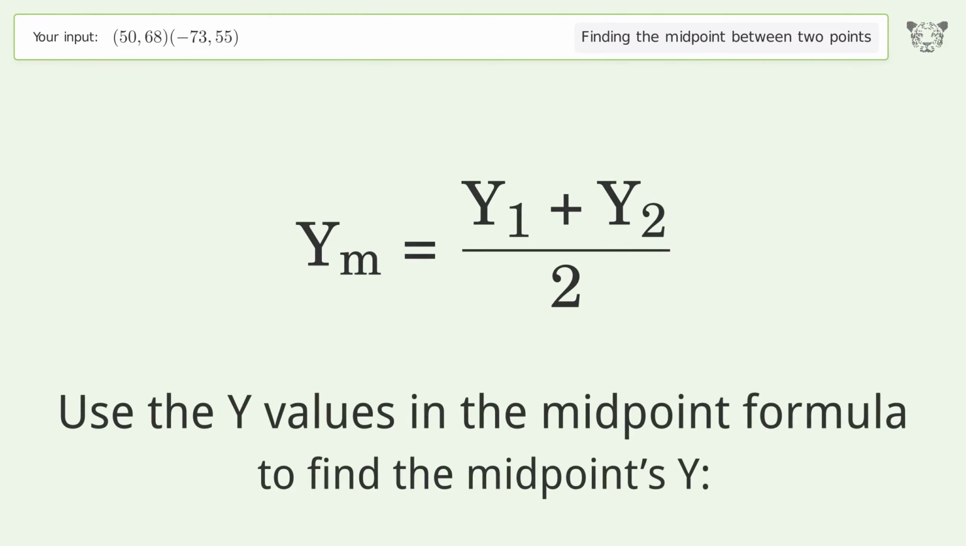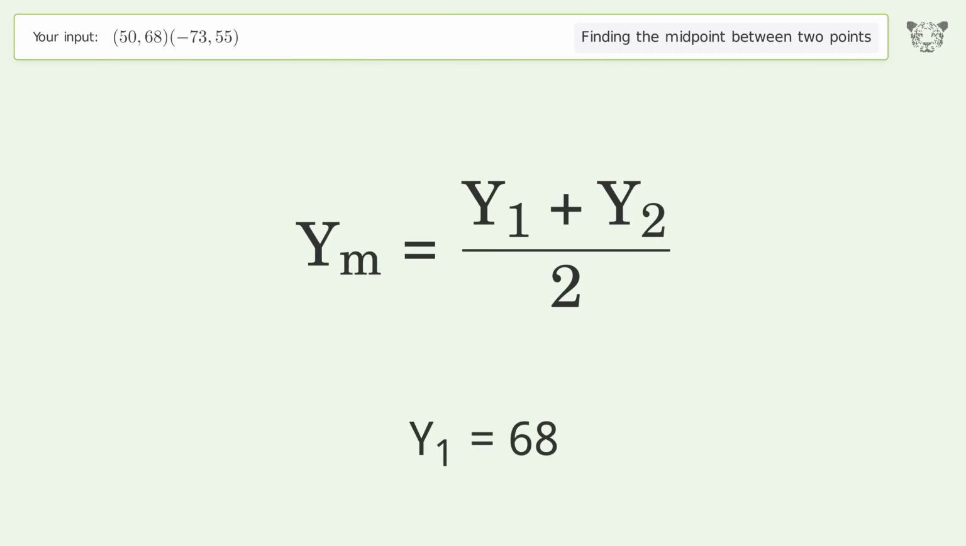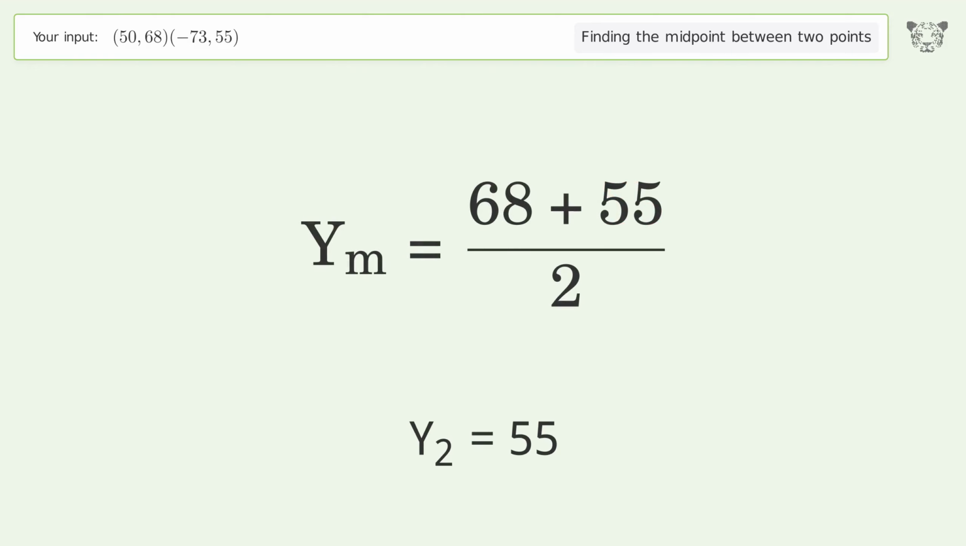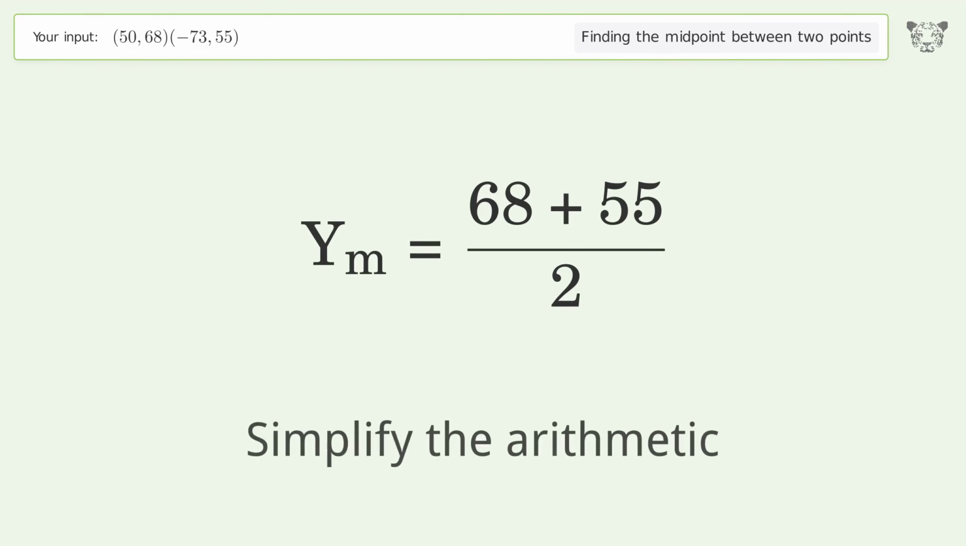Use the y values in the midpoint formula to find the midpoint's y. y1 equals 68. y2 equals 55. Simplify the arithmetic.